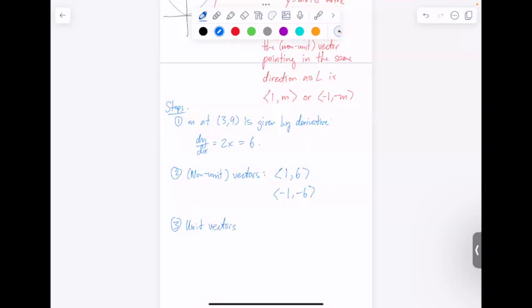And what are the unit vectors in this case? What do I divide by? Right, so it's going to be (1 over root 37, 6 over root 37), or (-1 over root 37, -6 over root 37). Okay, where did the 1 come from?